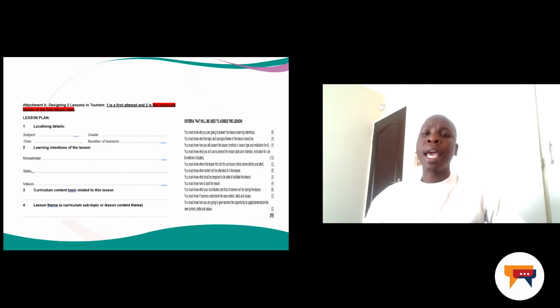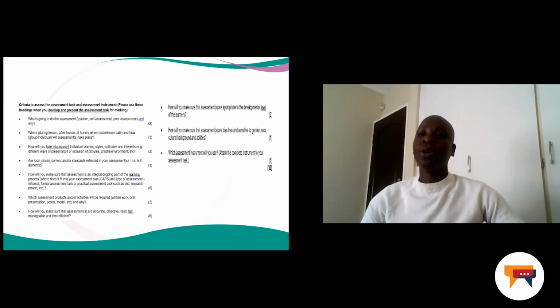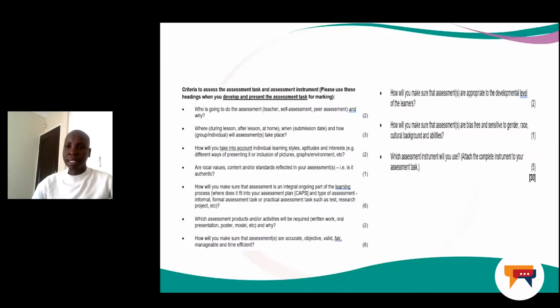And then at the end of each lesson plan, we consolidate as teachers. What is consolidation? When you consolidate, it means you wrap up the lesson. You want to find out whether the learners understood the lesson. And how do you go about that? It's giving them an activity.